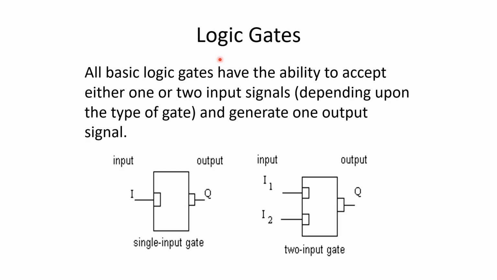Logic gates are fundamental components in digital electronics that process binary signals, which represent logical operations in computing systems. Each logic gate takes one or more binary inputs and produces a single binary output based on the type of gate and its logic function. Binary signals are represented as either 1 or 0.